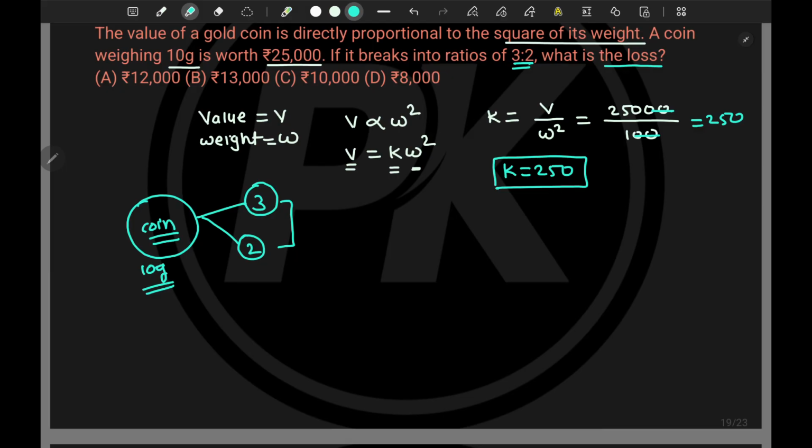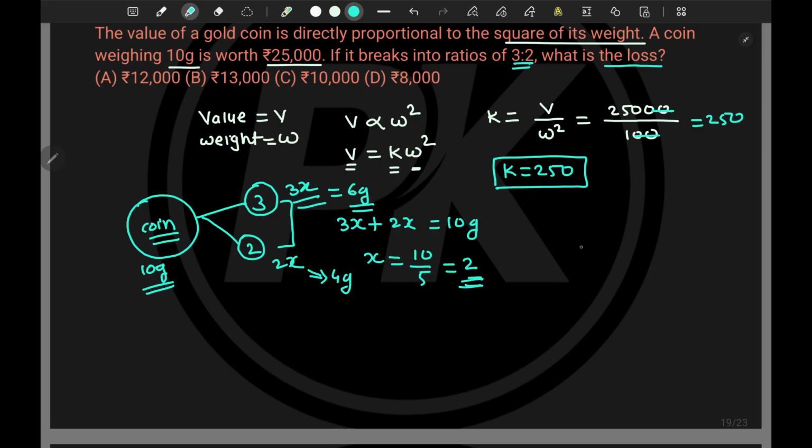Now let's find out the split up of the 10-gram coin. Let's say the first proportion is 3x, the second proportion is 2x. If I add them, that will become the 10-gram coin, and hence x is equal to 10 divided by 5, and hence x is equal to 2. If I know the value of x equals 2, then the first coin is 3x and the second coin is 2x. That means 3x, with x value 2, will become 6 gram, and this will become 4 gram. That means the 10 gram coin we have split into 6 gram and 4 gram.